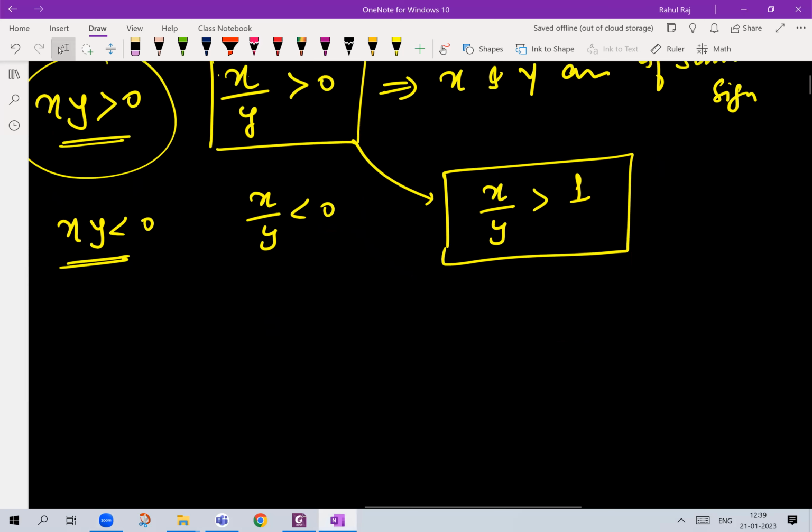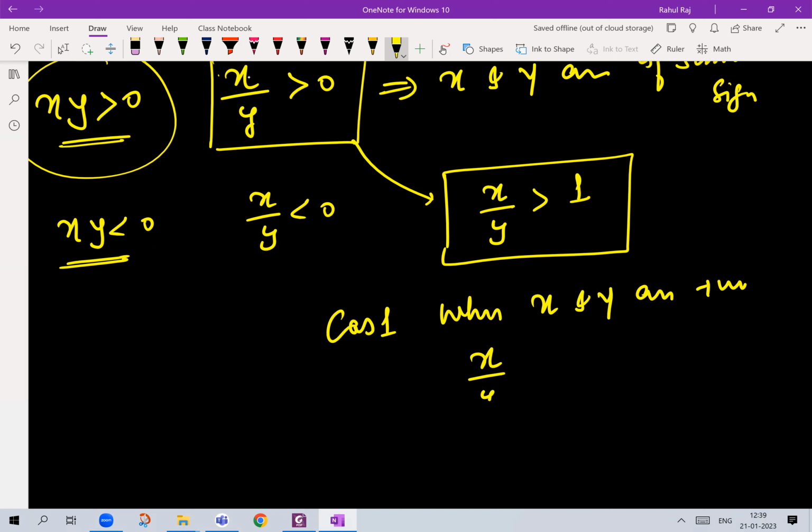Case 1 would be when x and y are positive. Then for x over y to be greater than 1, x should be greater than y. Simple logic. Because you can never say 6 by 10 is greater than 1. For this to be greater than 1, the numerator should be greater than the denominator.